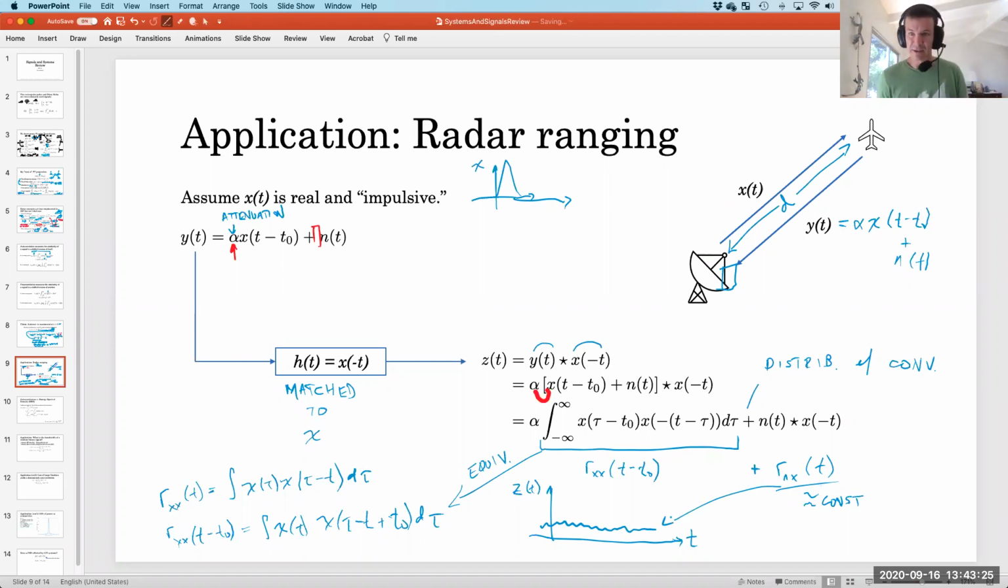But what do we know about Rxx? Well, from the previous slide, we know that it's maximized when its argument is 0. And so on top of that kind of noise floor, we're going to have some function that achieves a maximum at some point in time. And what time is that? T naught. T naught. Good.